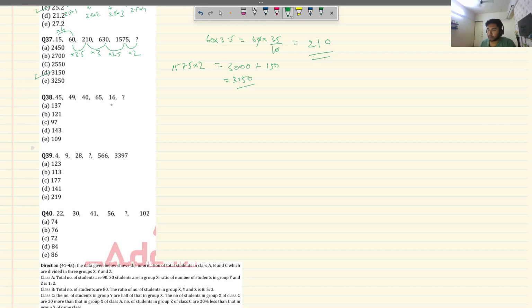Let's do the next question. Not a big number, but I am seeing that once a number is increasing, then it is decreasing again. Then again it is increasing, then it is decreasing. So there can be some sort of alternating series. Let's see.